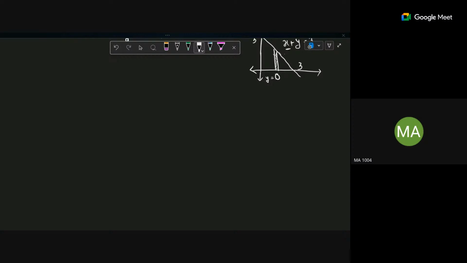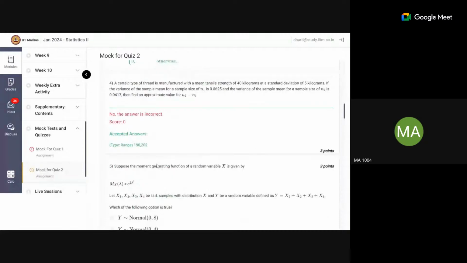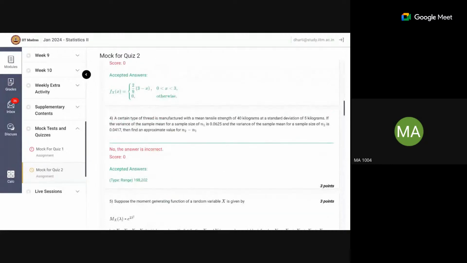So let's move to the next question. Question number 4. A certain type of thread is manufactured with a mean tensile strength of 40 kg and a standard deviation of 5 kg. If the variance of sample mean for a sample size n1 is 0.0625 and the variance of sample mean for a sample size n2 is 0.0417, then find the approximate value of n2 minus n1. So how to do this question?